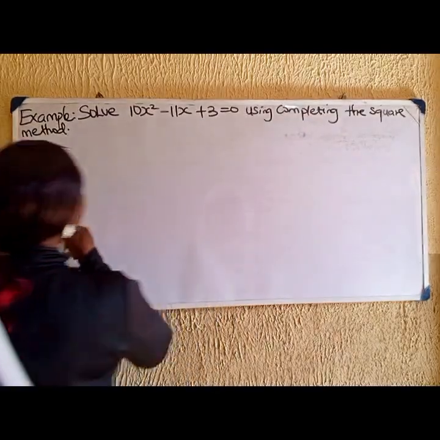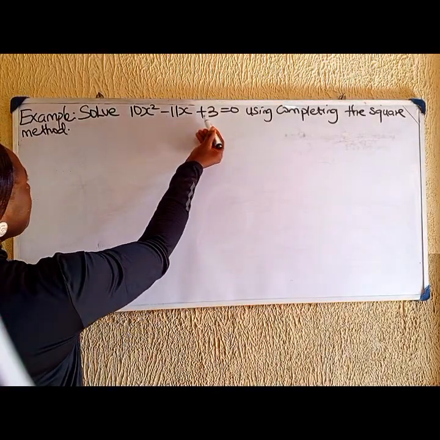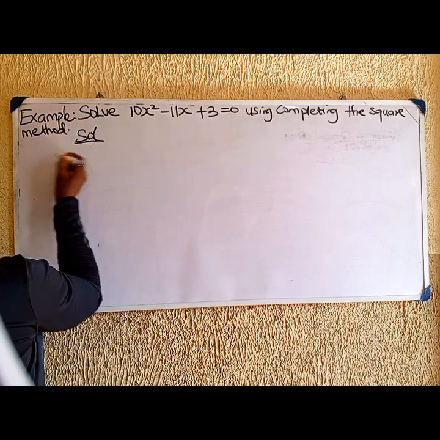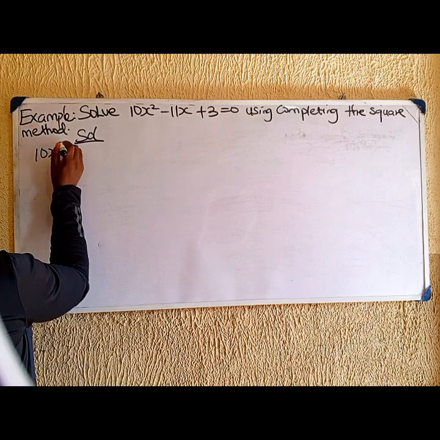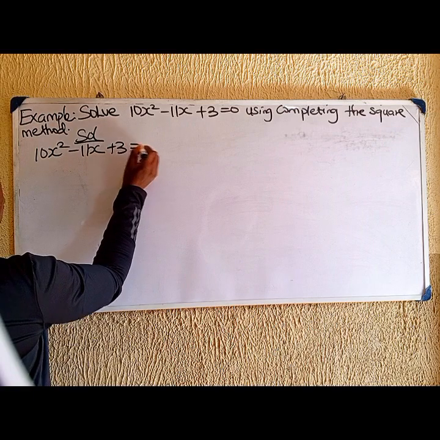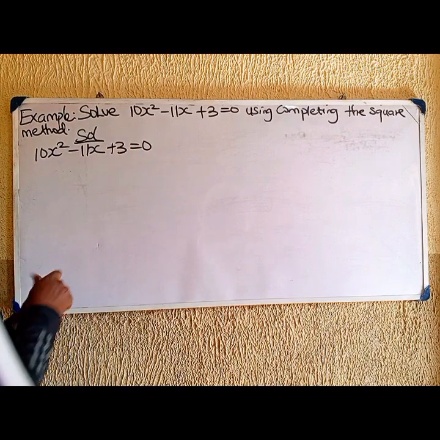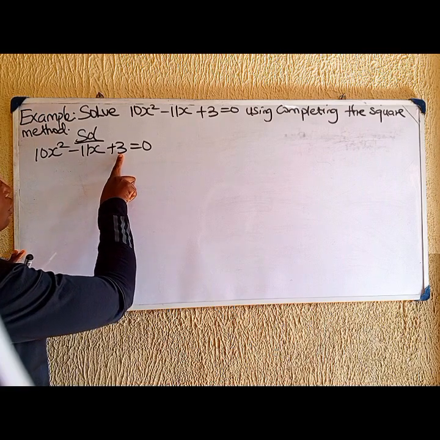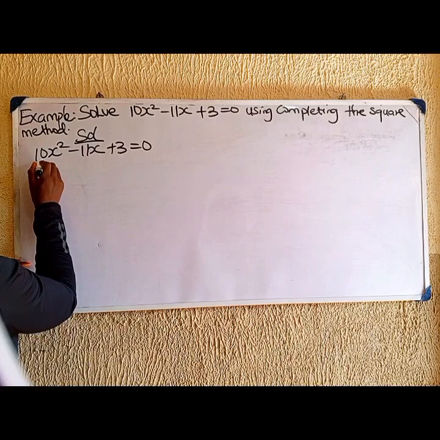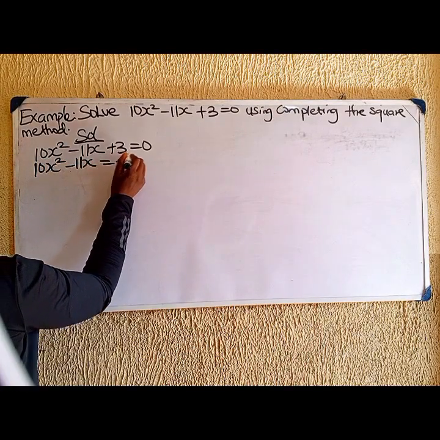Solving the equation on the board, I have 10x squared minus 11x plus 3 equals 0. Solution: 10x squared minus 11x plus 3 equals 0. Now the first step is to carry this constant to the right hand side. So I have 10x squared minus 11x equals minus 3.